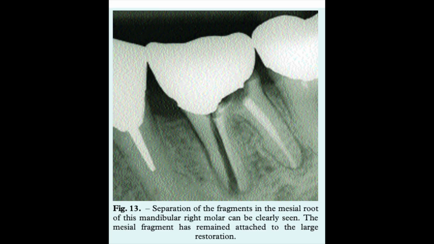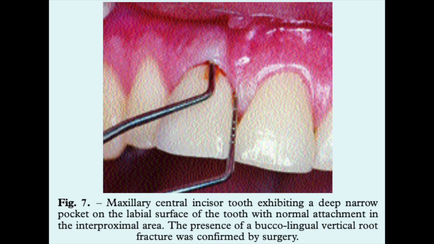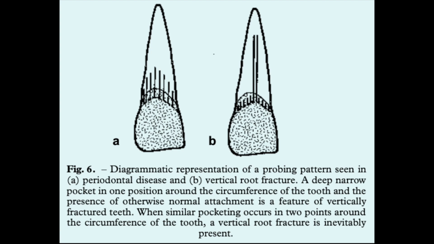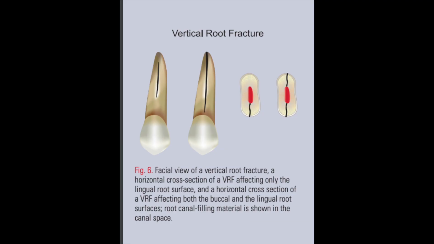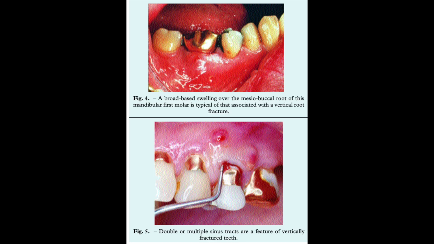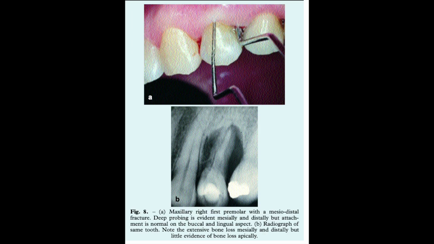A true vertical root fracture is defined as a complete or incomplete fracture initiated from the root at any level, and it's usually directed buccolingually. The fracture may involve one proximal surface, so buccal or lingual, or both proximal surfaces. And the fracture is located in the root portion of the tooth only, and may extend coronally toward the cervical periodontal attachment.